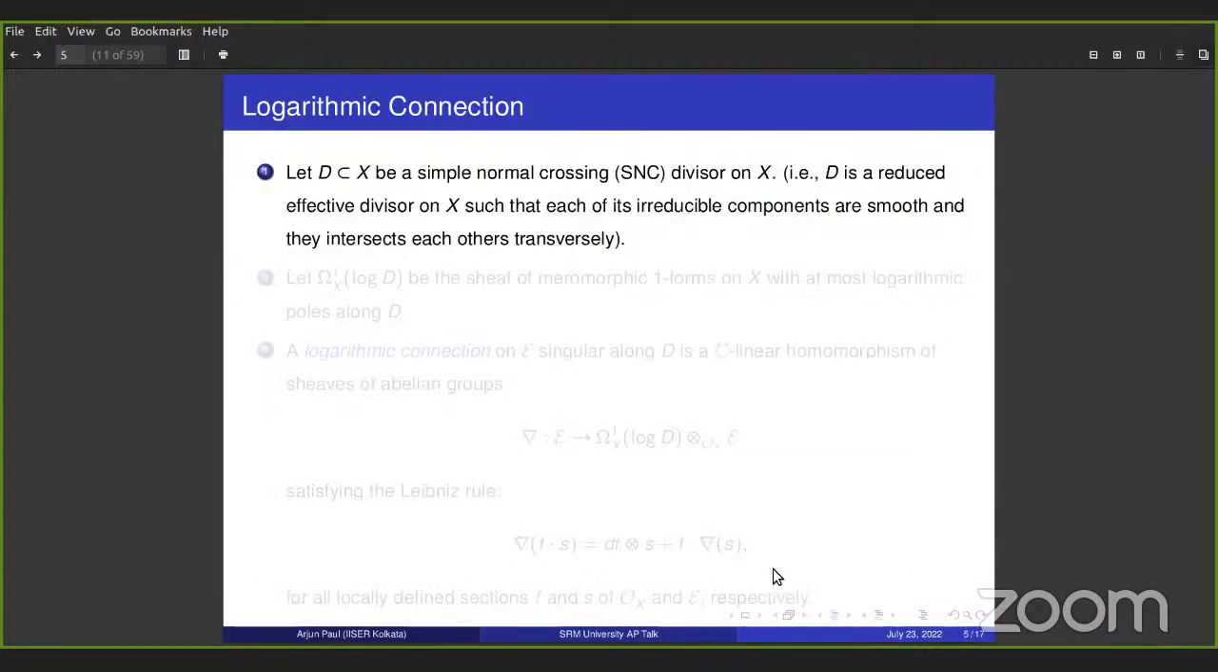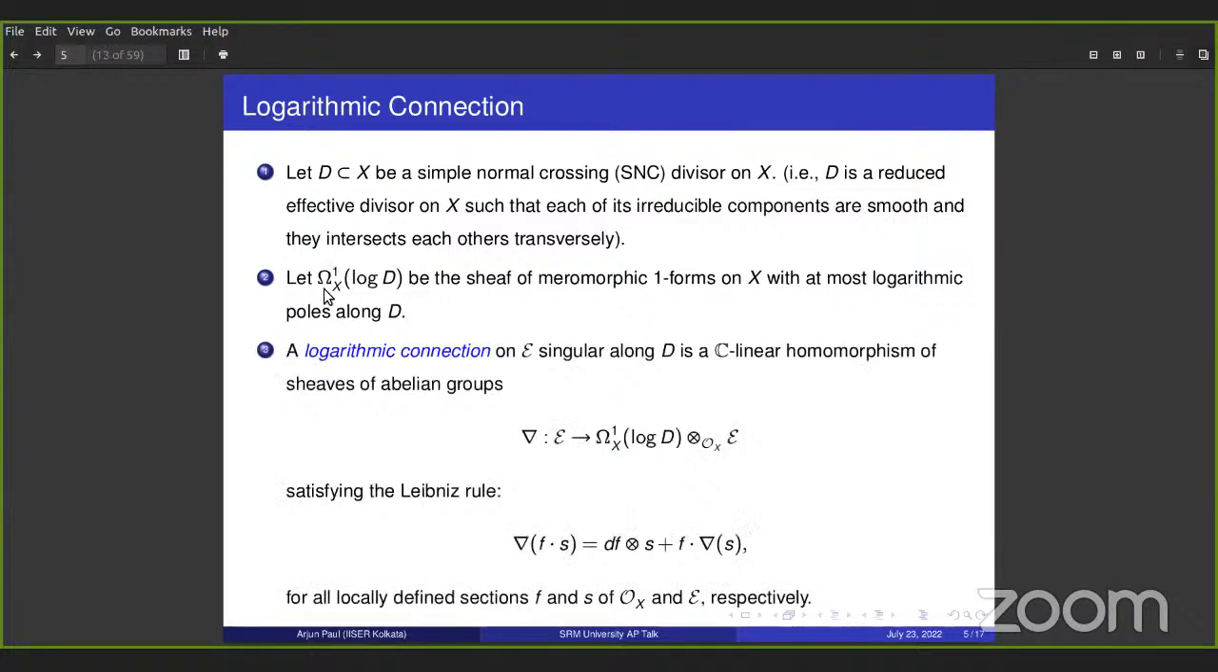So now let me come to the case of connections which are not holomorphic, which are basically holomorphic away from a divisor. So for the rest of the talk, let us fix the following notation. Let D be a simple normal crossing divisor on X. By this, I mean that this is a reduced effective divisor, so that each of its irreducible components is smooth and they intersect each other transversely. Okay. And let us denote by Ω^1_X(log D) the sheaf of meromorphic one-forms on X with at most logarithmic poles along D. Okay.